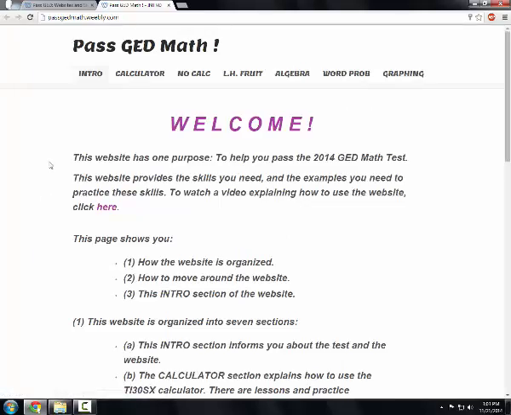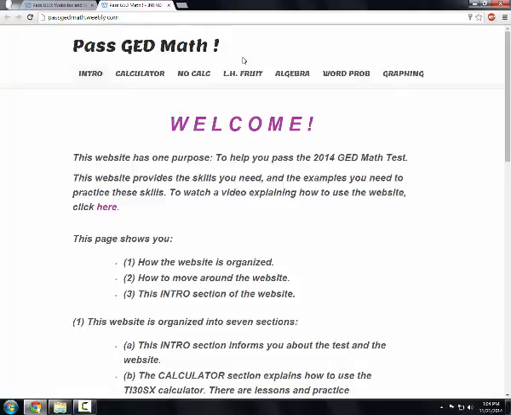The Math website is organized around a recipe for getting the 150 points you need to pass the test. Actually, you only need 135 because if you manage your time and guess when you can on the test, you can pick up another 15 points that way. 7 capitalized headings run across the top. After the intro section, the next 3 are Calculator, No Calc, and LH Fruit. With these 3 sections, you can get 100 of the 135 points you need.